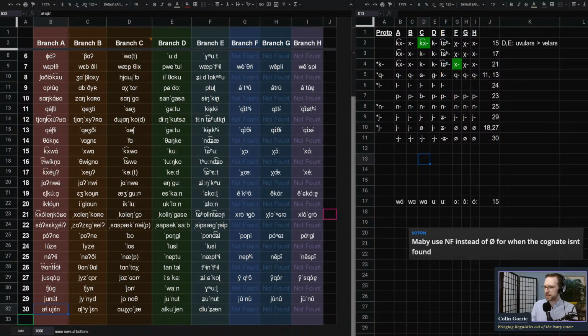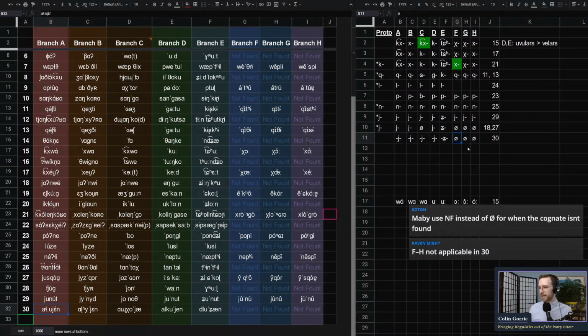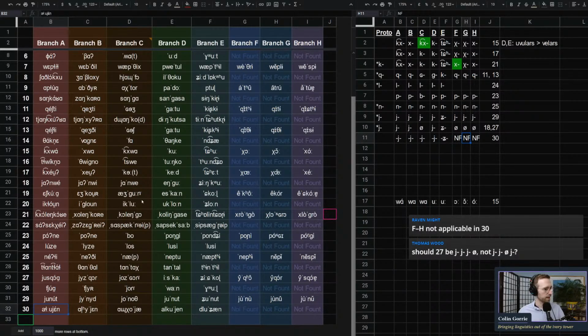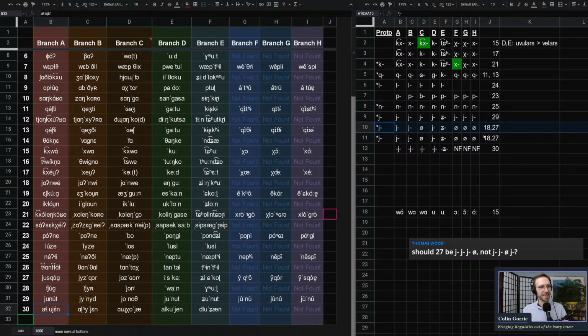Moon Truther, oh yeah. Sutton, thank you. I made a mistake here. So this should be not found. And 18, this is 27. So actually 18 and 27 are slightly different. 18 is not found and 27 is actively null. Good point.